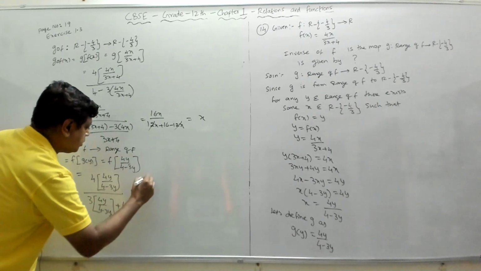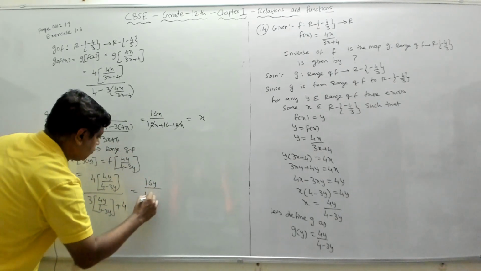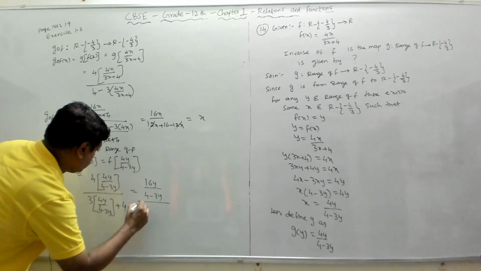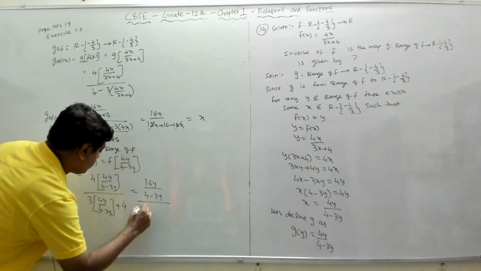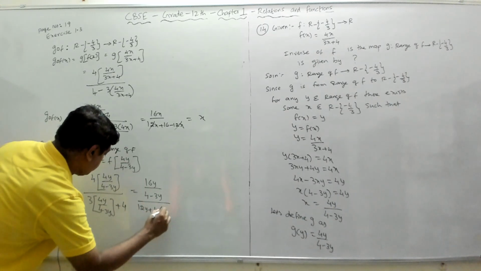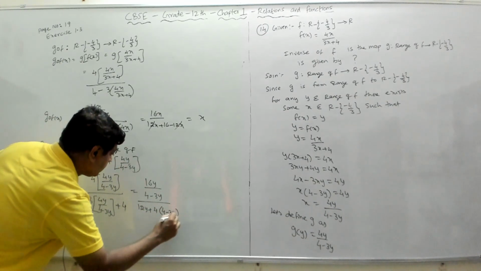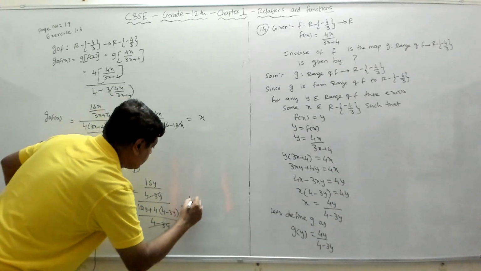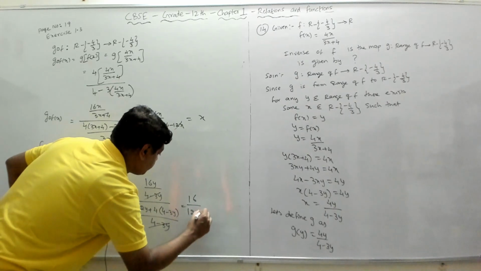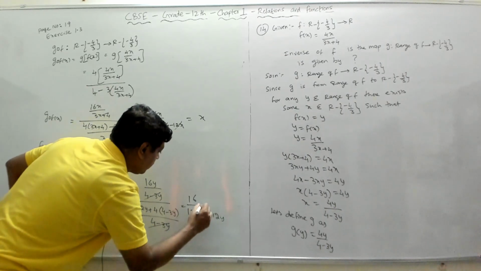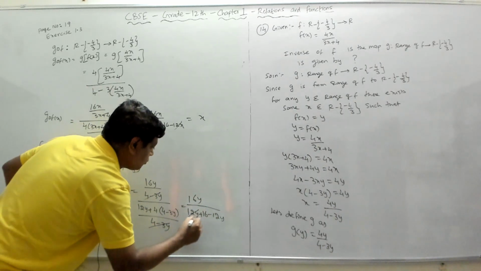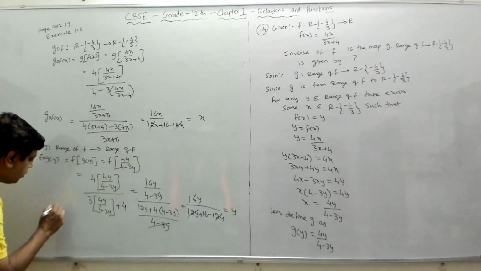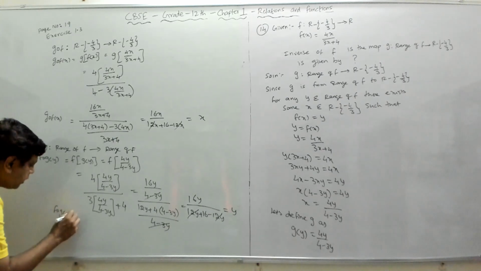So that becomes 16y by 4 minus 3y, divided by, if you multiply this, 3 into 4y, 12y plus 4 into 4 minus 3y, by 4 minus 3y. So these two will get cancelled. You'll get 16y by 12y plus 16 minus 12y. 12y gets cancelled. 16y by 16 is y. So we have got f of g of y equal to y.